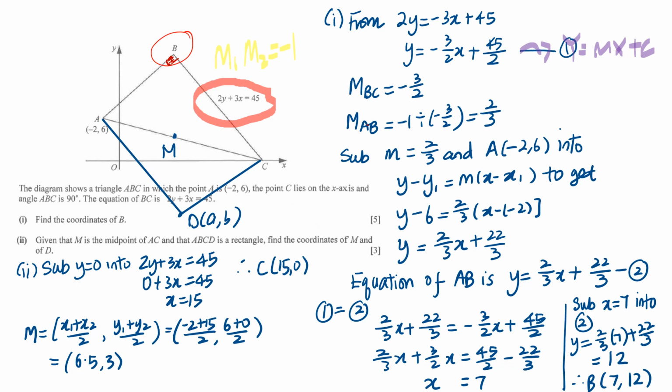So what's the concept involved here? The concept involved here is that for certain quadrilaterals, the midpoint of the diagonals will be the same. So this is a special case, the rectangle. The midpoint of AC, which is indicated there to be M, this midpoint will be the same as the midpoint of your diagonal BD.